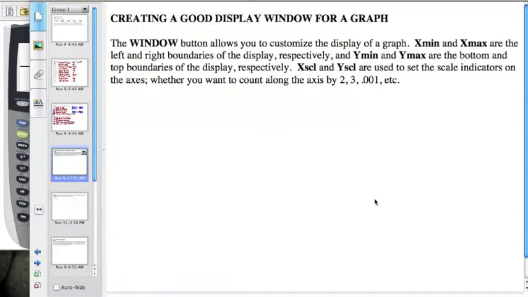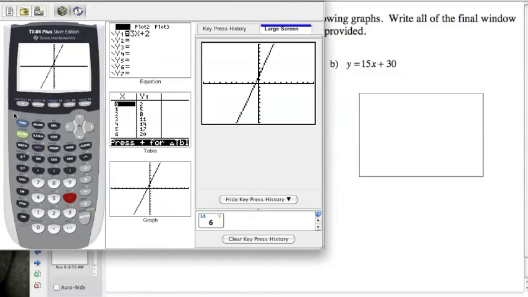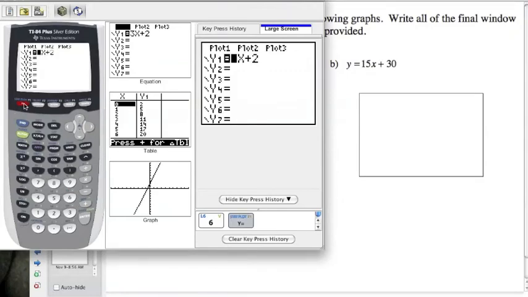So now we're actually going to practice graphing. Here we have our graph, y equals 1/3 x minus 11. The first thing we're going to do is come into our calculator and go into the y equals. I'm going to clear out the one that's there by hitting the clear button. And then it is 1/3 x, so I'm going to do 1 divided by 3, x, minus 11.